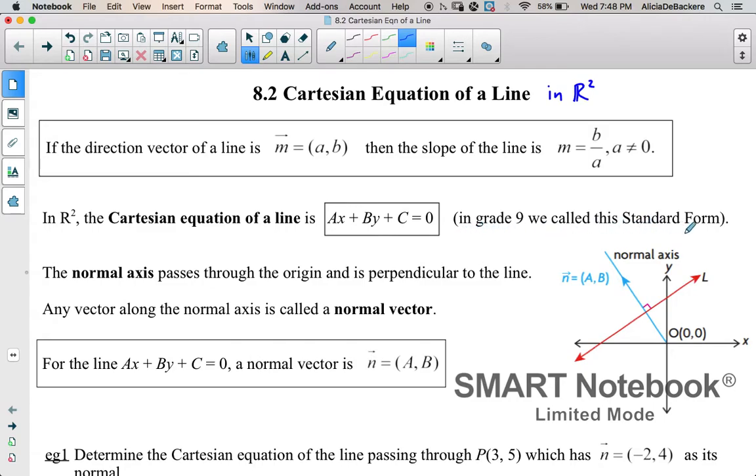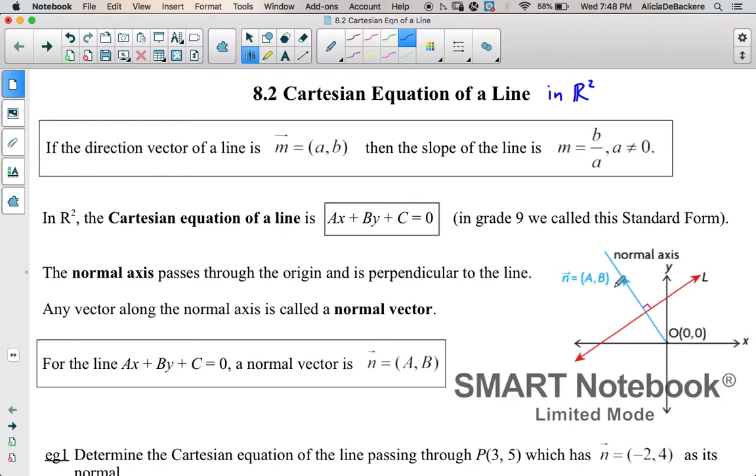And so in grade 9 we called this standard form. What's special though this year when we look at this equation is the normal axis is involved in this equation. So the normal axis passes through the origin. I can see it here in blue in my picture. It always goes through the origin and it's perpendicular to the line that I'm looking at. So here the line is in red, and so the normal axis here is in blue.